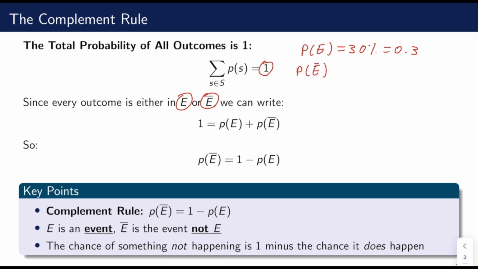To find that, we just subtract the probability of E from 1. So we have 1 minus 0.3 to give us 0.7. So there's a 70% chance that it won't rain tomorrow.